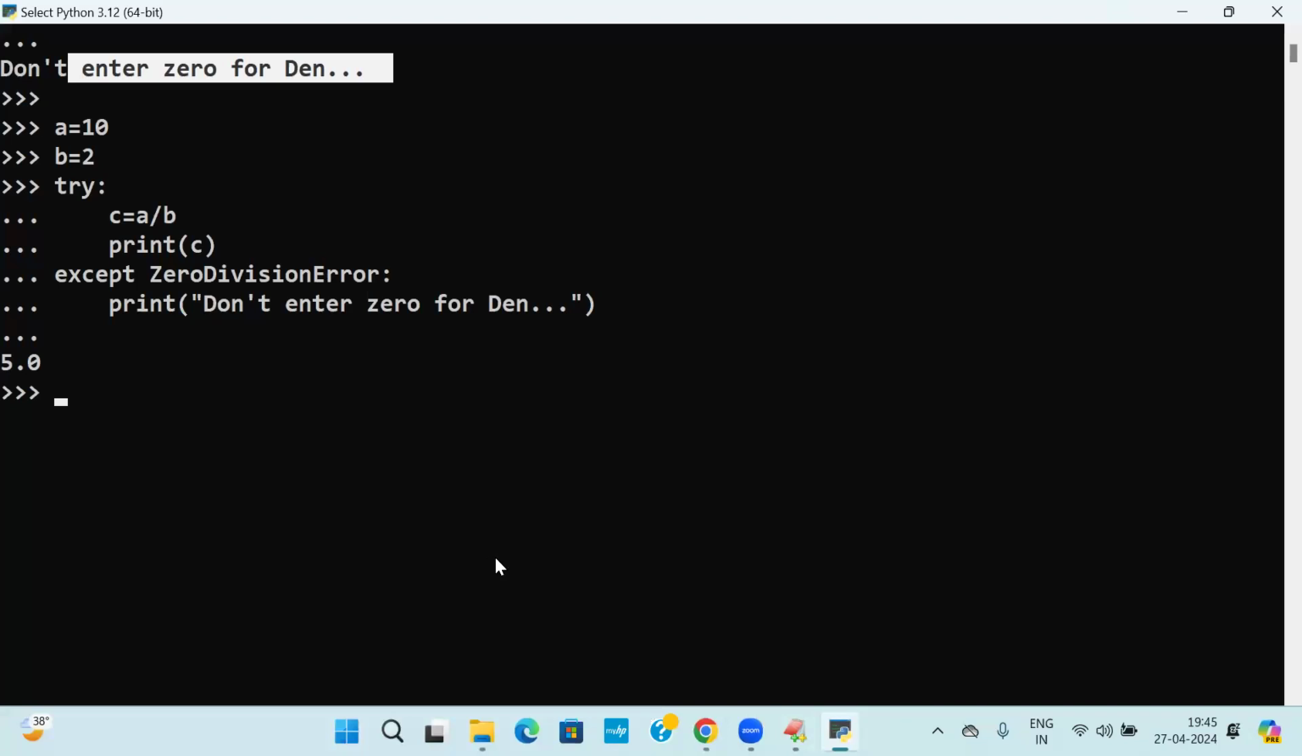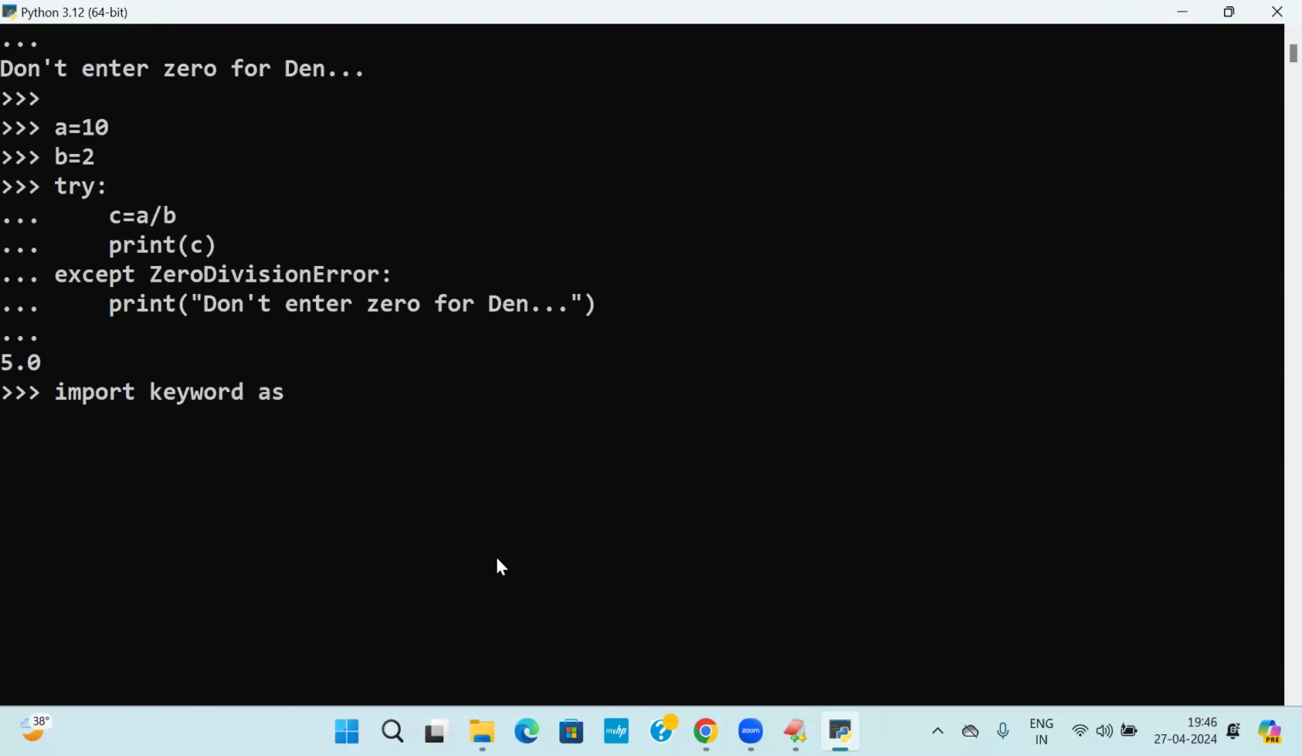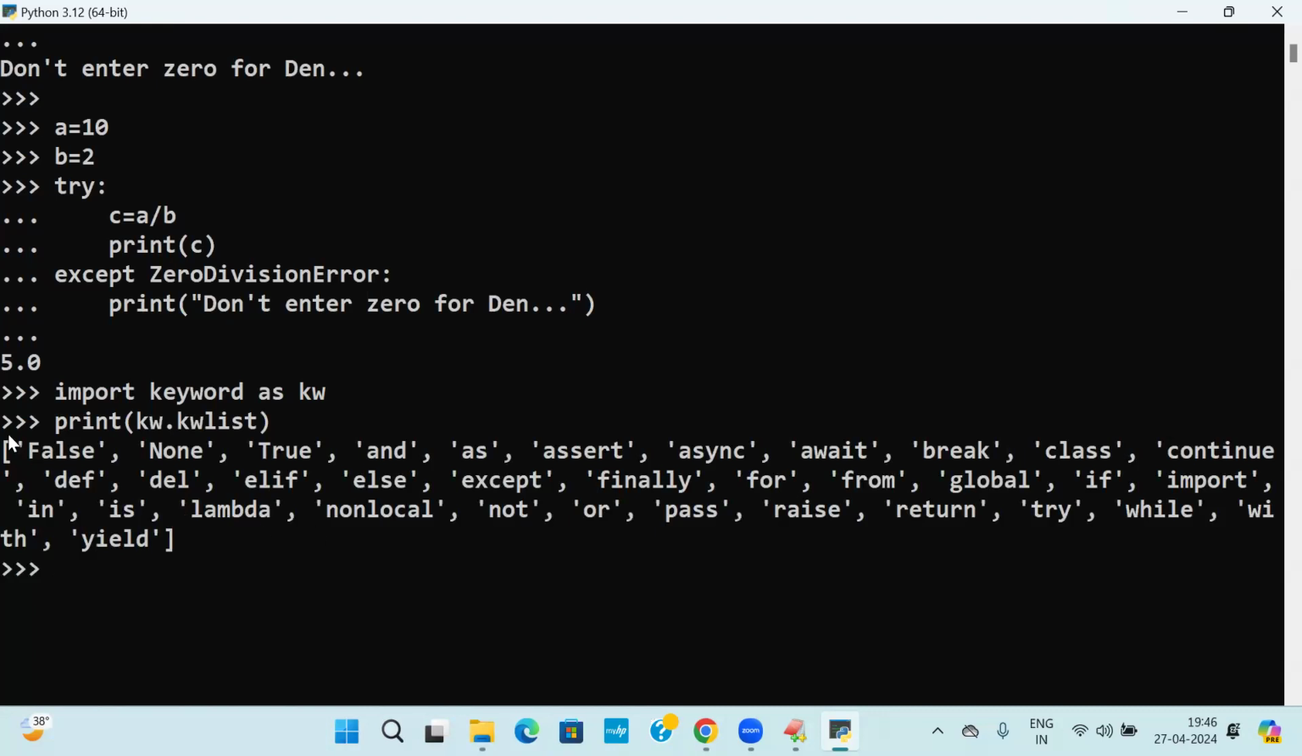Listen. Why are you confusing yourself and making it unnecessary? I said there are 35 keywords. 35 keywords I already said. Import keyword as kw. Now I said print of kw.kwlist. I said this already in class. These are the keywords. I did not say infinite number of keywords.